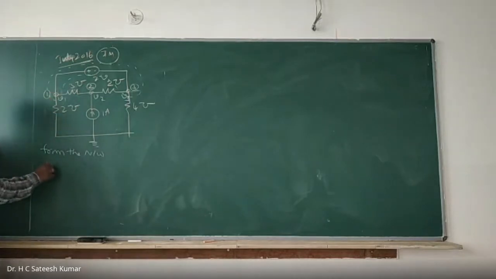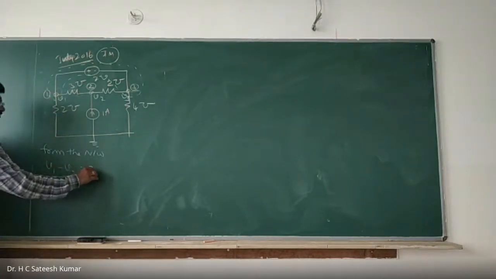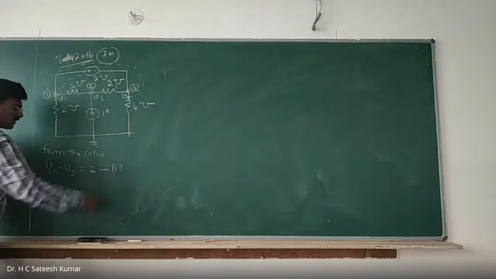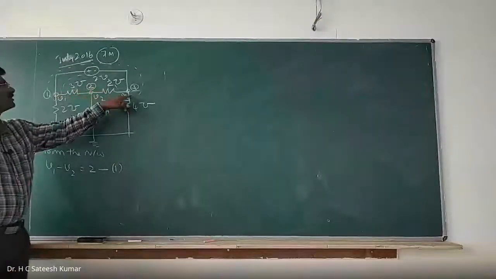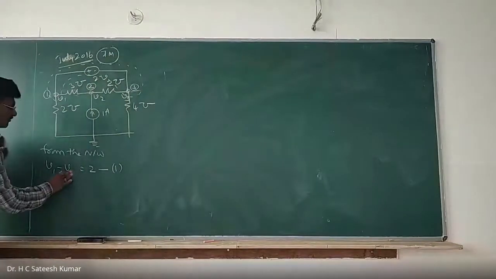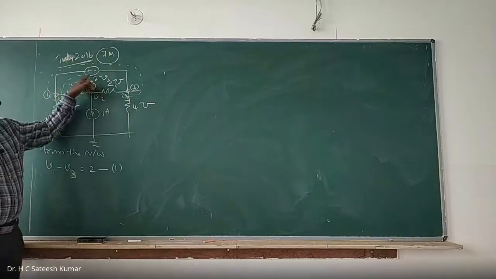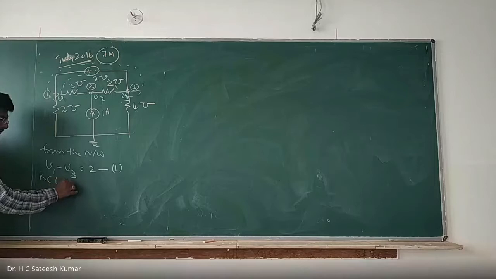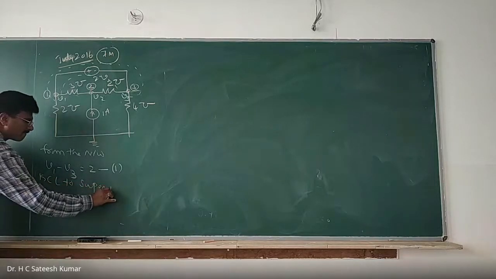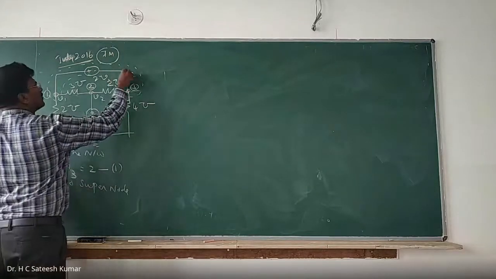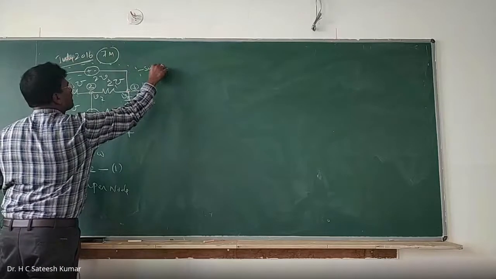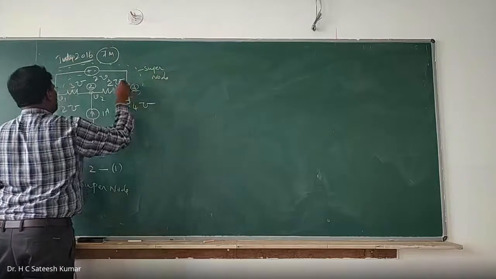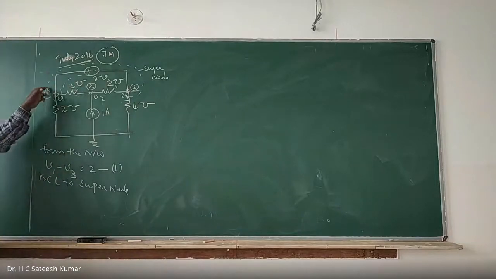So now what we have: V1 minus V2 is 2. Sorry, not V2, V3. V1 minus V3 is 2. Call this equation number 1. Now, KCL to the super node. This is the super node. Since there is a voltage source between two principal nodes without any series resistance, there is a super node.